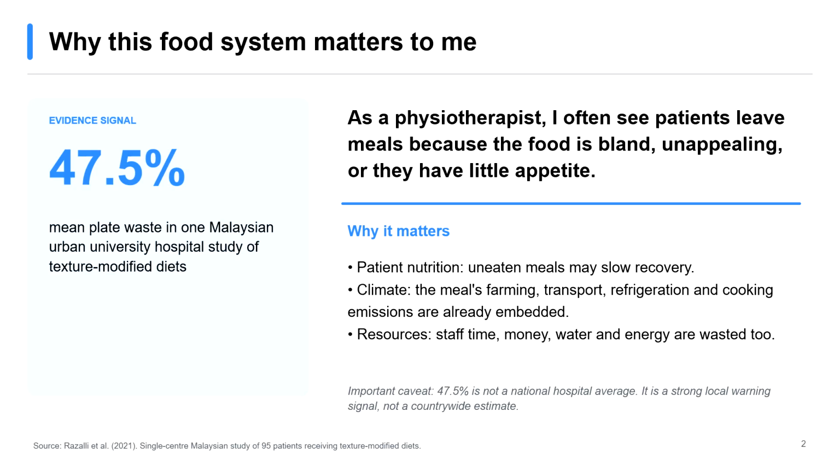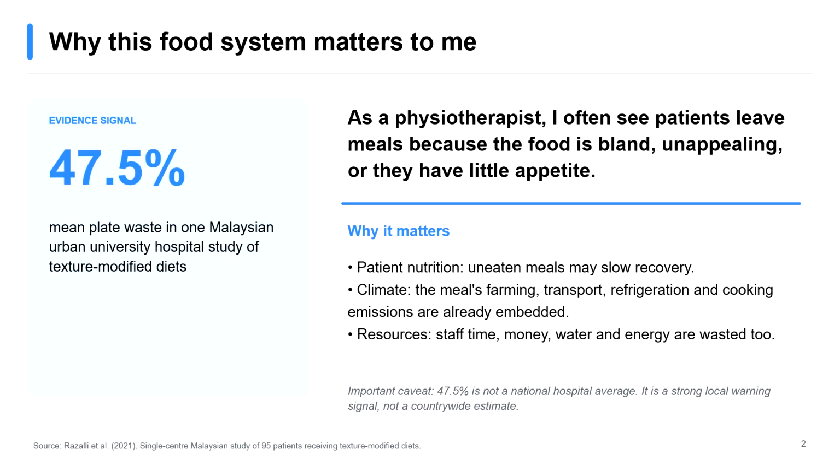Why this food system matters to me. As a physiotherapist, I often see patients leave meals because the food is bland, unappealing, or they have little appetite. This topic matters clinically as well as environmentally. A single-center Malaysian study of 95 patients receiving texture-modified diets reported mean plate waste of 47.5%. Blended diet had the highest waste in that sample.